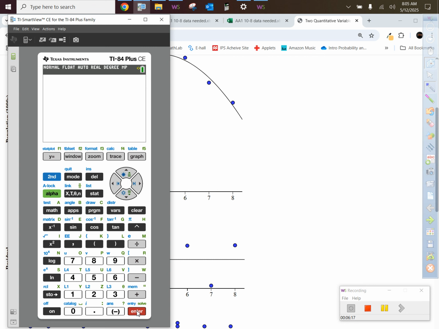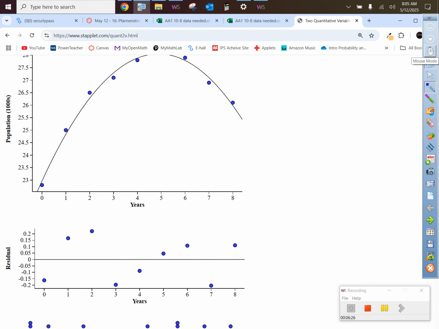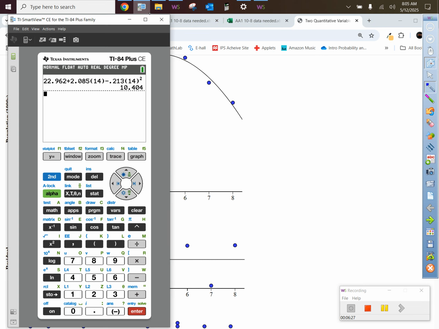Cool. So 10.404, right? But homework might not accept that, even though that's what it is. 10.404, because isn't that population in what? Thousands. So I need to take that times 1,000. For those who are really good with decimals, taking something times 1,000 moves the decimal 3 places to the right. So wouldn't that be 10,404? Right? Are we cool with that? 10,404.